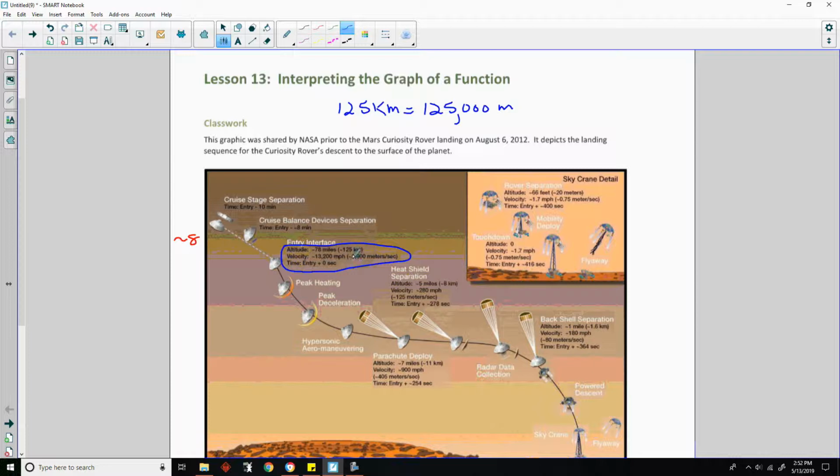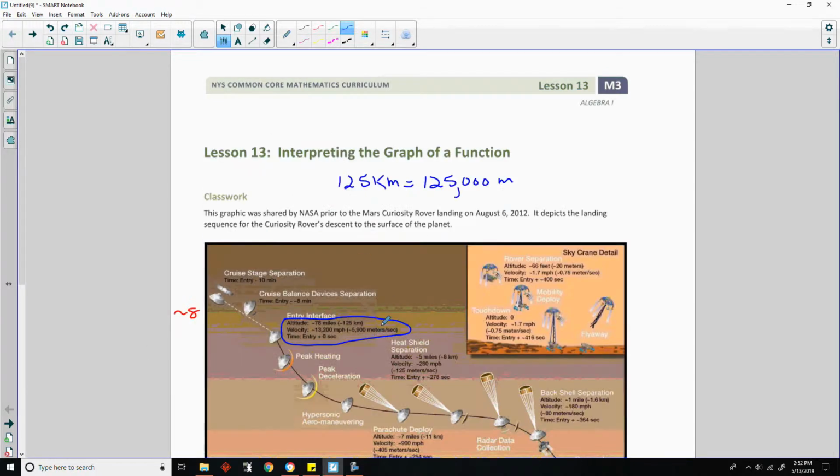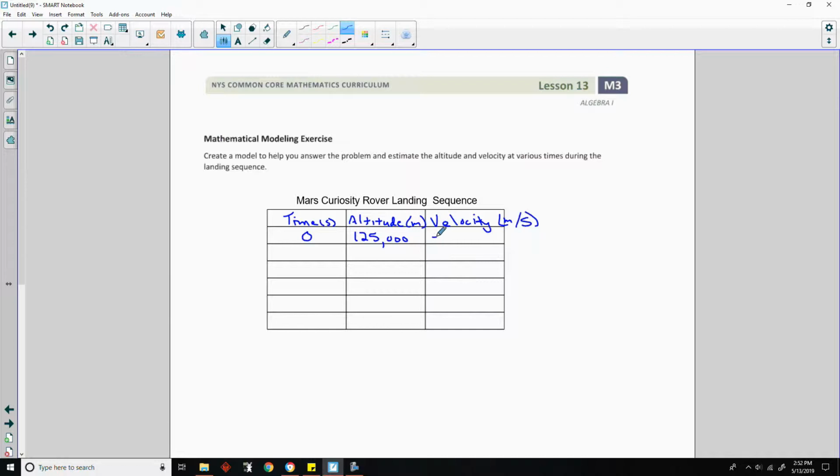And our time is 0, right here, time entry 0 seconds. Okay, so that's going to be our entry at 0 seconds, 125,000 meters. So that goes here. And 125,000 meters at time 0. And the velocity is meters per second. So if I go back, the velocity in meters per second was negative 5,900. So negative 5,900 is the velocity.